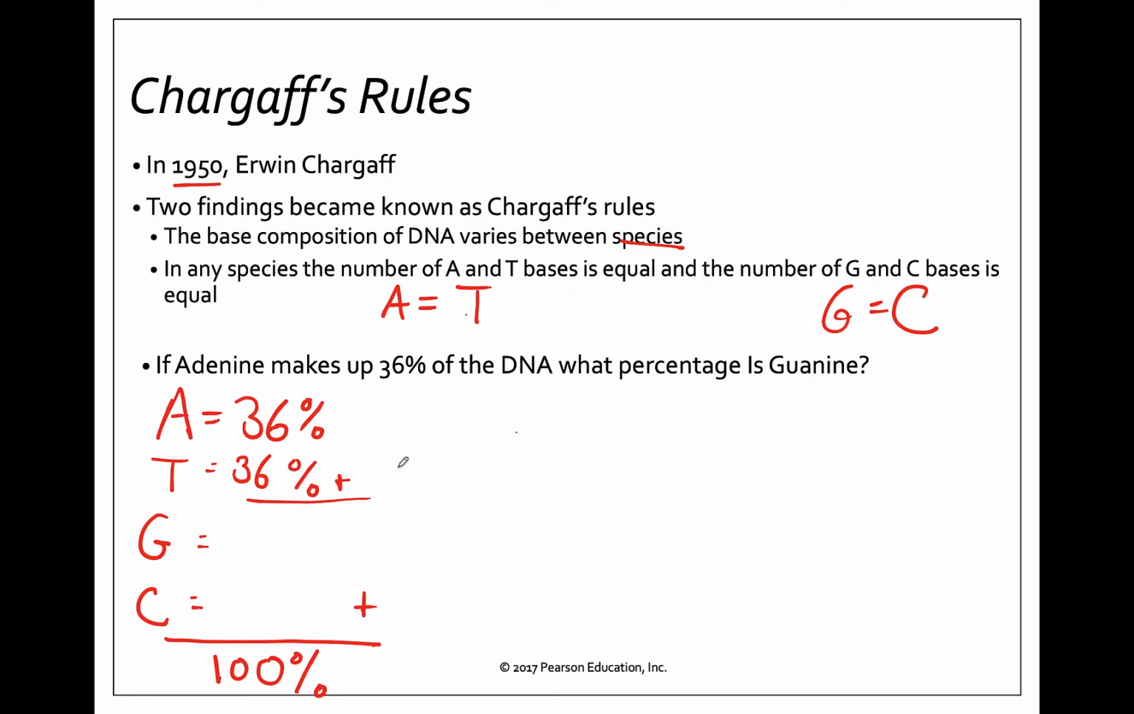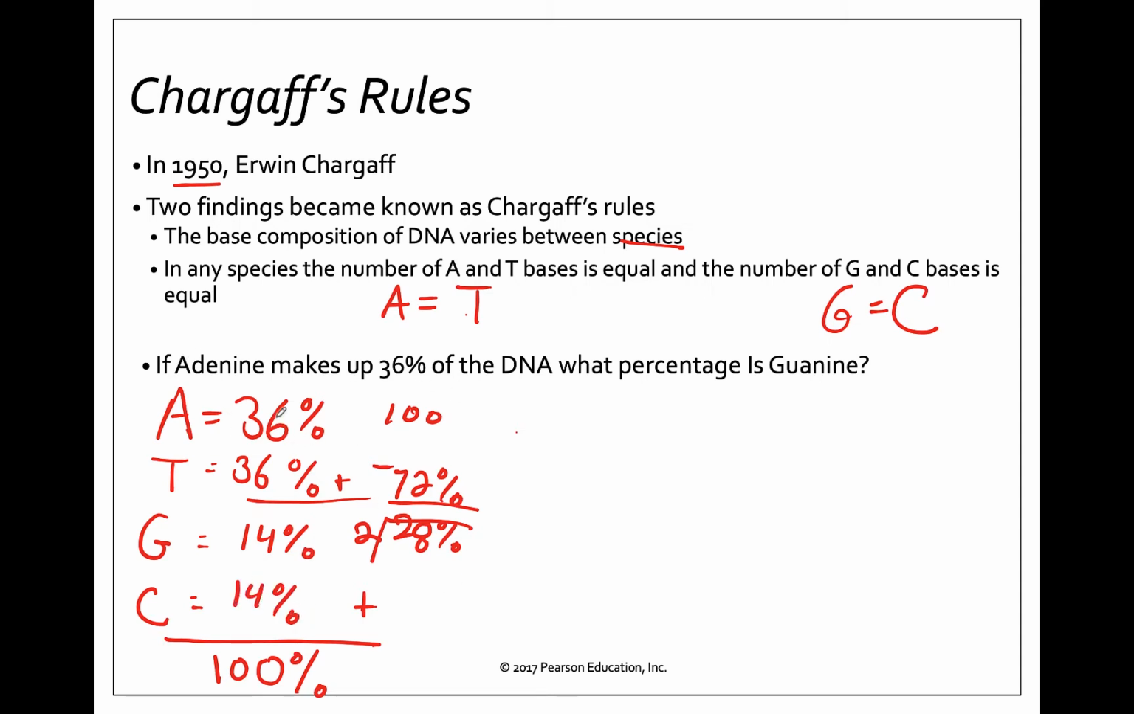Adenine plus thymine equals 72%, and we know it needs to add up to 100. So 100 minus 72 is going to give us 28% of the DNA that's left. So 28% of this DNA has to be made up of guanine and cytosine. But we know that guanine and cytosine have to be equal, so we can just divide this by 2 and get that both of these are going to need to be 14%.